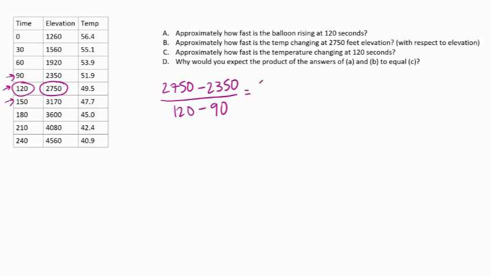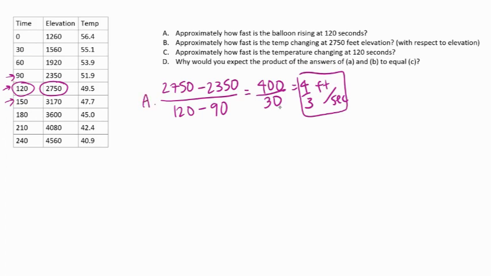Okay, so that is 400 over 30, as long as I'm doing my quick math correct. So that is 4/3. And think about your units here. This is elevation, and we're in feet. So this is feet per second is approximately how fast we are rising, or the balloon is rising.